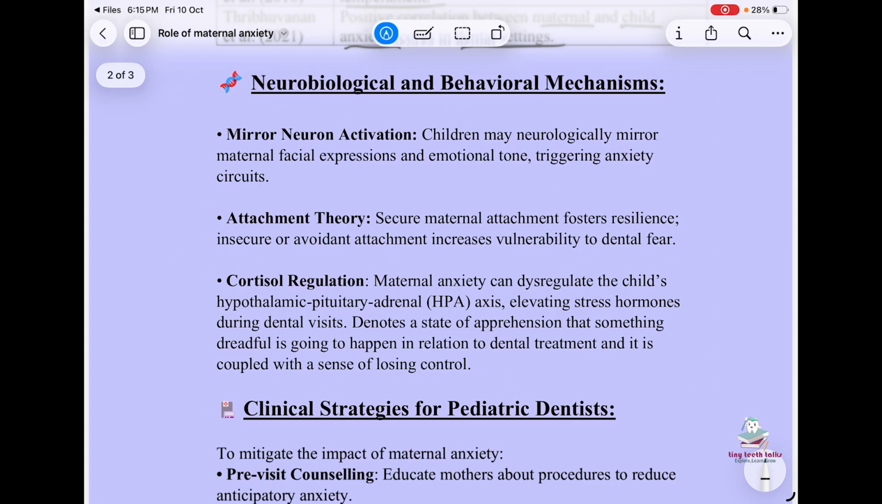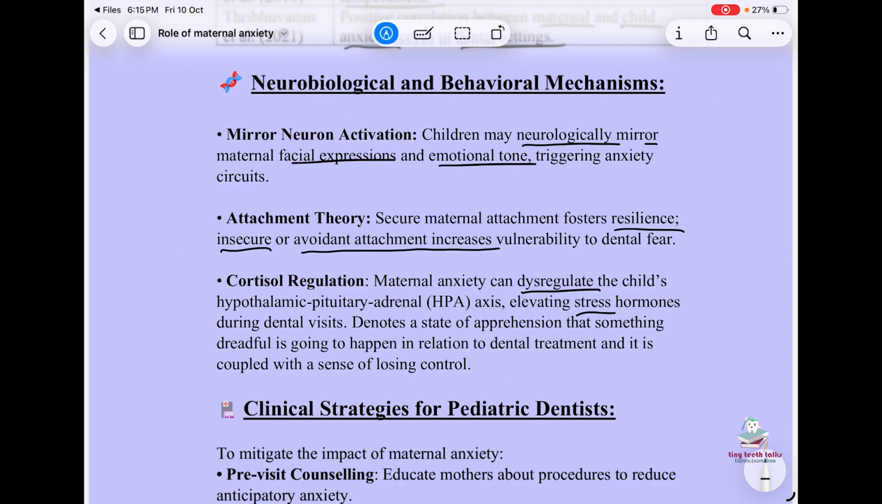There are a few neurological and behavioral mechanisms behind this role of maternal anxiety. So first is mirror neuron activation. Children may neurologically mirror maternal facial expression and emotional tone, triggering anxiety circuits. Attachment theory: secure maternal attachment fosters resilience. Insecure or avoidant attachment increases vulnerability to dental fear. Cortisol regulation: maternal anxiety can dysregulate the child's hypothalamic pituitary adrenal axis, elevating stress hormones during dental visits.